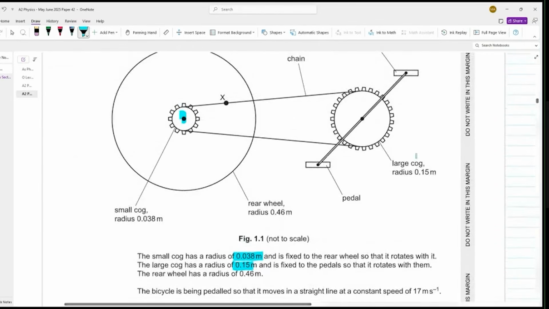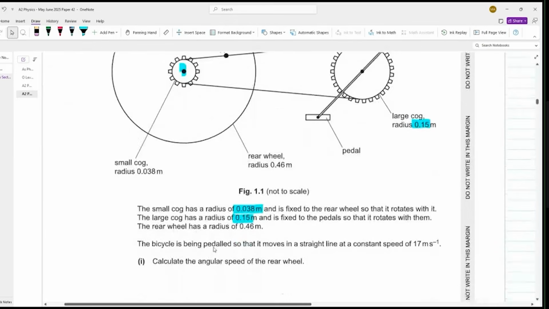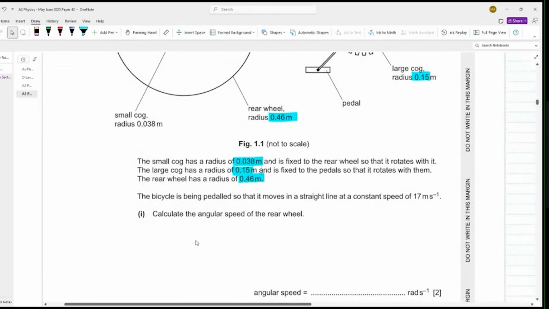Large cog, what is its radius? 0.15 meter. And is fixed to the pedal so that it rotates with them. The rear wheel has a radius of 0.46 meter. The bicycle is being pedaled so that it moves in a straight line at a constant speed of 17. Calculate the angular speed of the rear wheel. You have to calculate the angular speed W of the rear wheel.